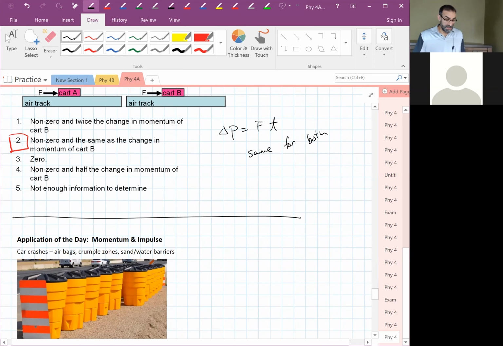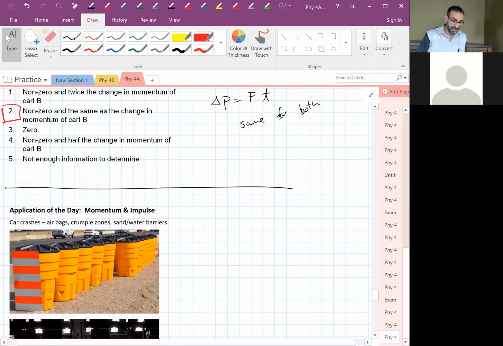Impulse momentum. We see this all around us. This is one of those things that you almost can't avoid. We see it everywhere. Car crashes. Why do we have airbags in our cars, crumple zones in our cars? Why do we see these barriers on the freeway that are filled with sand or water?